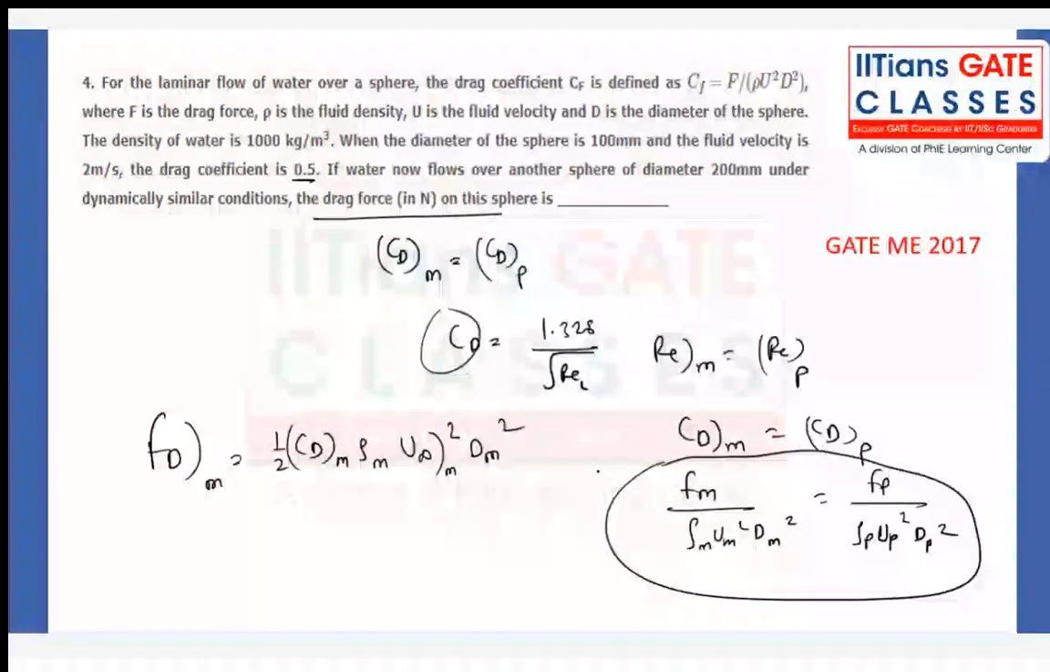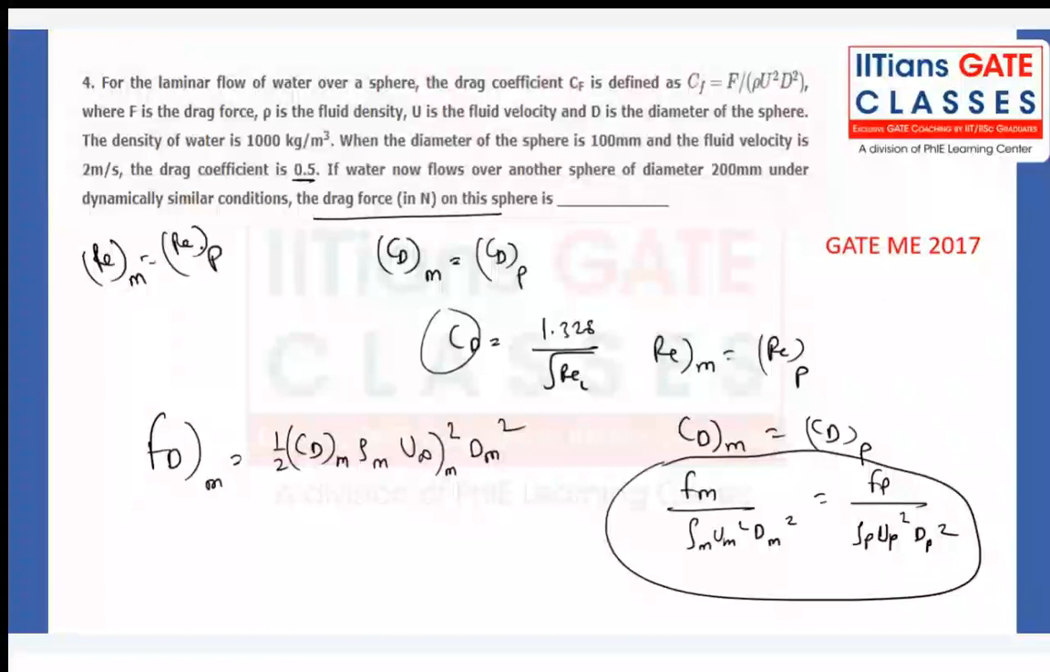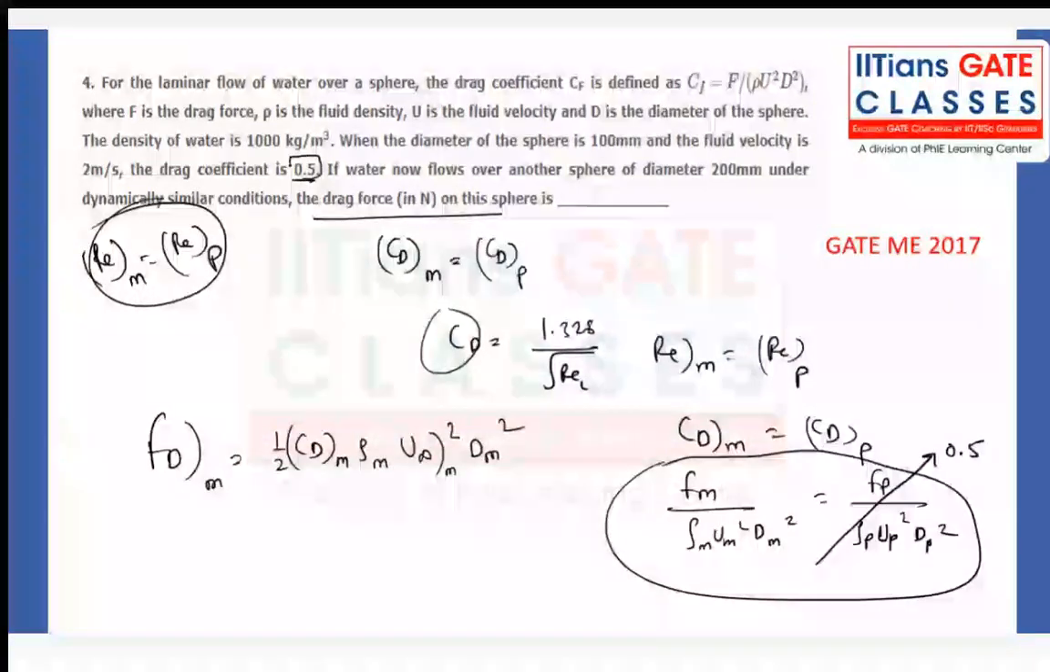So Reynolds number of model and prototype has to be the same. Once again here also, this particular value you can calculate, already given 0.5. So only you need rho m, that is also given, and the diameter of the model, that is also given. Check it out. So you can very easily calculate. Right?